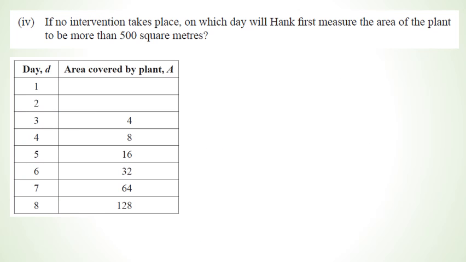All right, so in this question, it basically says, if no intervention takes place, on which day will Hank first measure the area of the plant to be more than 500 square meters? So if I was to write this as an equation, if you had solved the equation in the previous question, you could have written a is equal to 2 to the power of d minus 1, and you're looking for more than 500, so 2 to the power of d minus 1 greater than 500. All right, now that's one way of doing it.